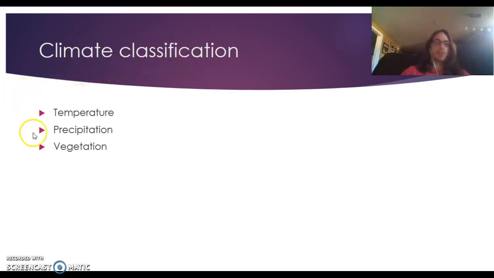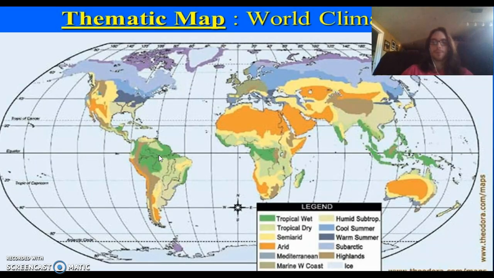All right, so how we classify climate. The two major classifiers are going to be precipitation and temperature. So that's a quiz question. Write that down or remember it. Temperature and precipitation, those are the two main climate classifiers. And then the last one is going to be vegetation. What kind of plants are in that area determines the climate region classification as well.